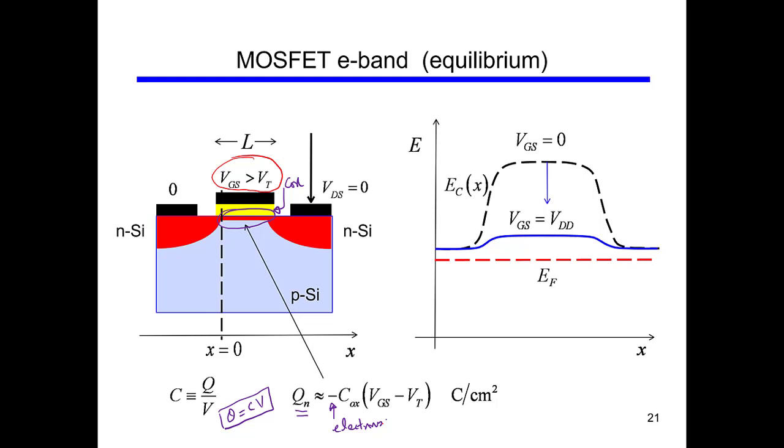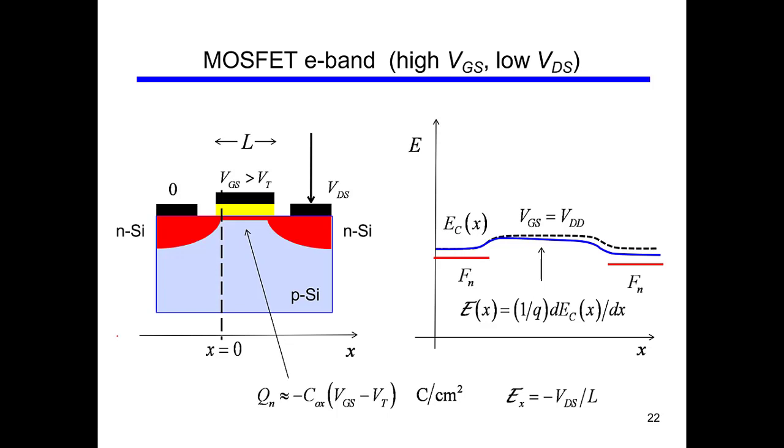We do know that when we apply a non-zero VGS, the barrier goes down from a potential hill to a lower potential hill. Okay, so this is the equation. This is one equation which will be used in the development of the ID versus VDS curve.